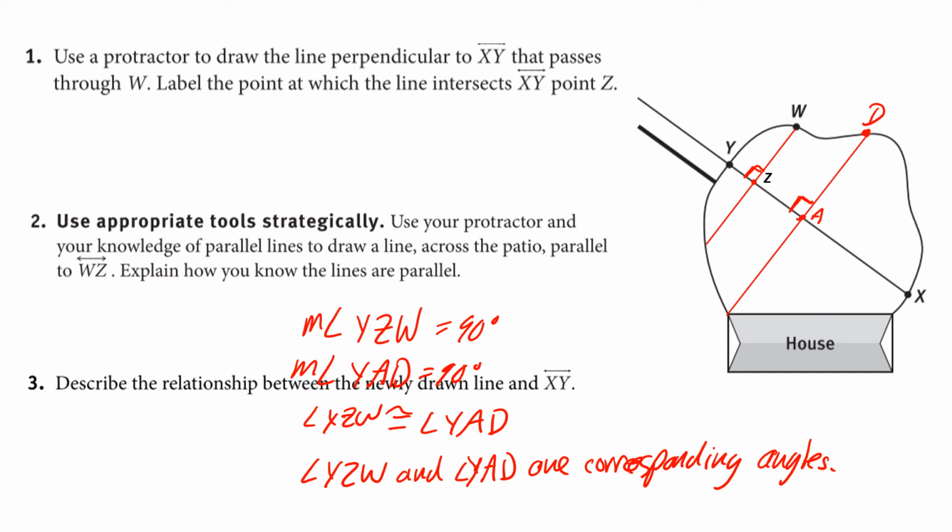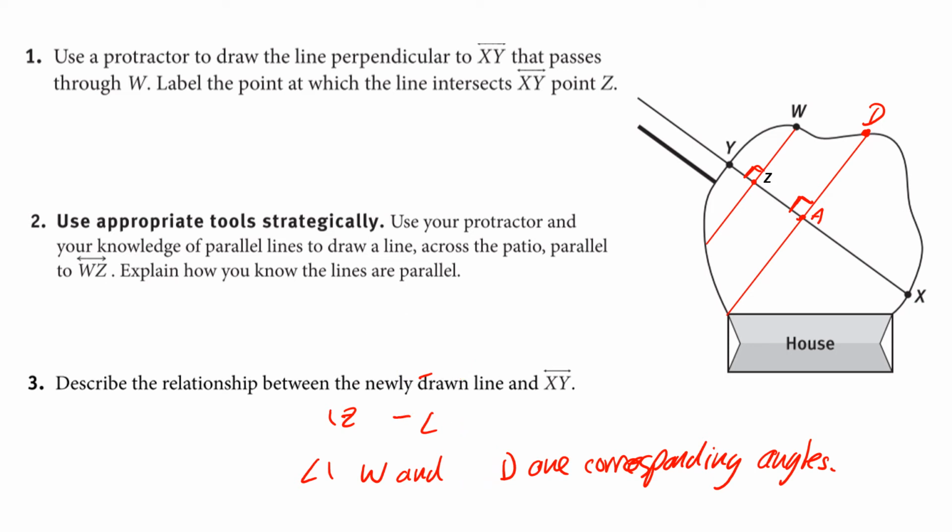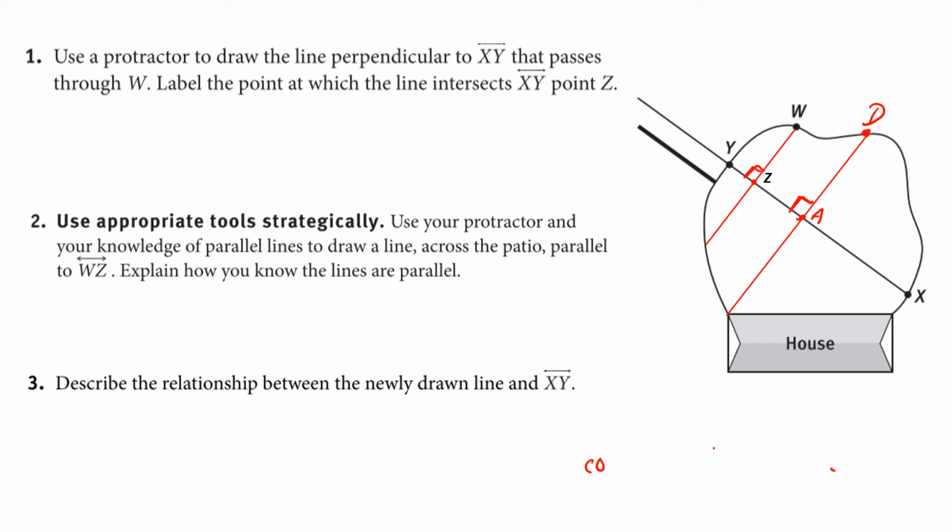So I'm going to erase this now. Describe the relationship between the newly drawn line and the line XY. Well, let's think about this relationship. They're perpendicular, right? They're perpendicular because those are parallel, and that's why it's perpendicular. We kind of talked about that in question 2.